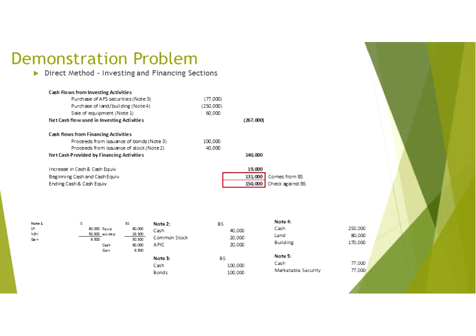And then our purchase of land and building, our note 4, that's $250,000 out the door. And then the other item that we need to account for here is the sale of equipment, which is our note 1. And remember, this is from a cash perspective. So we have $77,000 going out the door for our available for sale security purchase, $250,000 going out the door for our land and building purchase, and $60,000 coming in the door from our sale of equipment, for a net cash used in investing activities of $267,000.